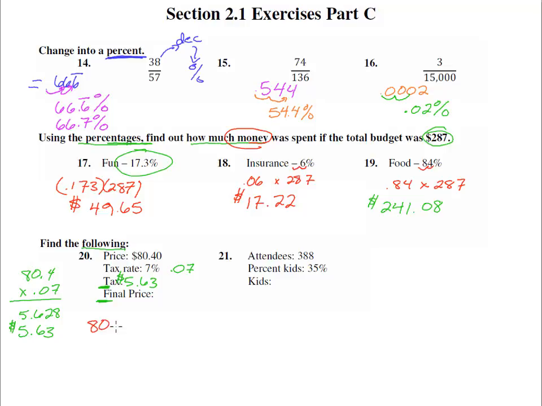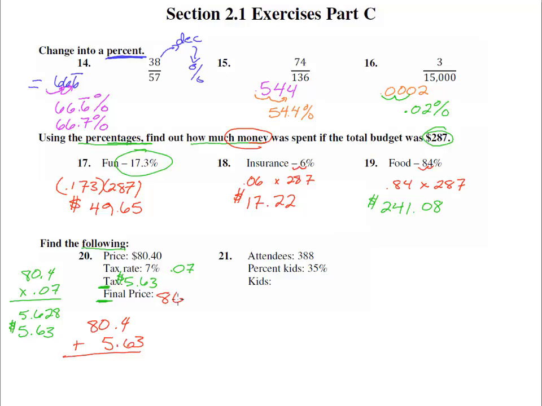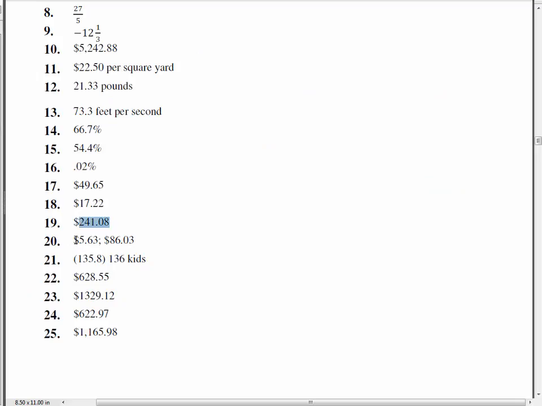If that's a tax that's added on to that price, then we have to add these two together. So 80.4 plus 5.63. We could do this by hand, or you could plug it into your calculator. 5.628 plus 80.4 equals 86.03, rounded to the nearest penny. Let's double check our answer with that one. And there we have it, $5.63 for the tax, $86.03 for the final amount.